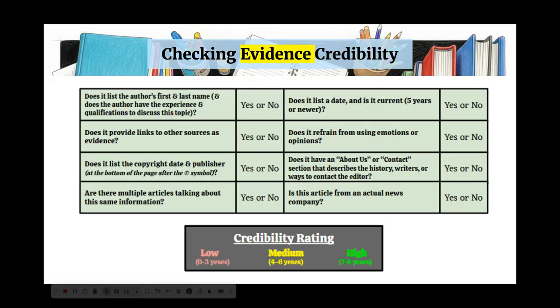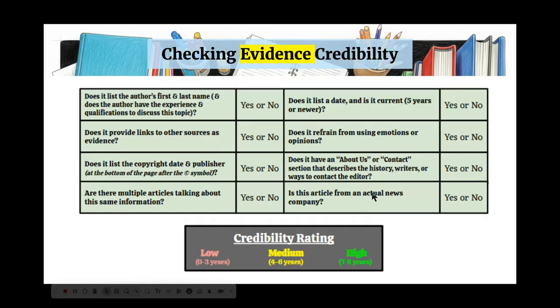So there's 8 things to look for. So does it list the author's name, and do we know the author has experience? Does it provide links to other sources as evidence? Does it list the copyright date and publisher at the bottom? Are there multiple articles talking about the same information? Does it list a date, and is it current, 5 years or newer? I would argue 1 year or newer. Does it refrain from using emotions or opinions? Does it have an about us or contact section? And is this article from an actual news company?